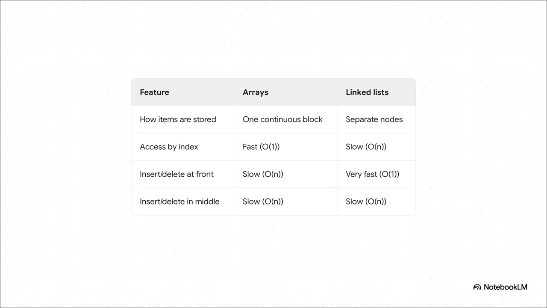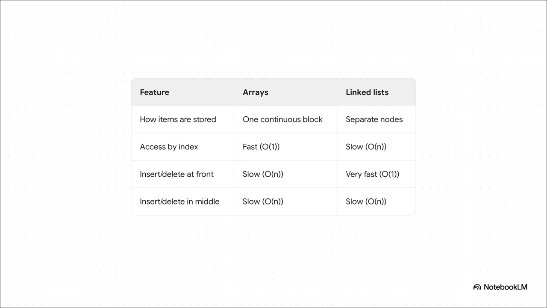This table pretty much says it all. Arrays store everything together in one big chunk of memory. That's why jumping to a specific spot using its index is super fast, O of 1 fast. Linked lists, though, they have to start at the head and walk the whole chain, which makes getting to an index much slower. That's O of n.